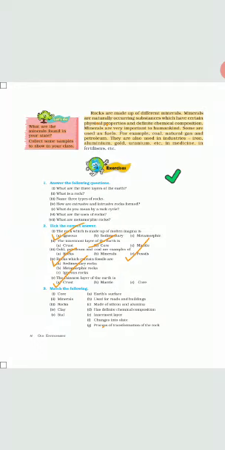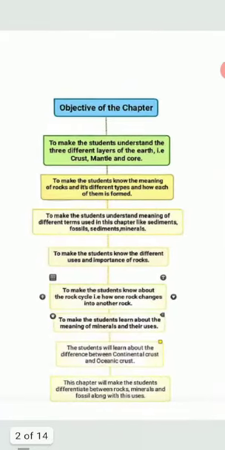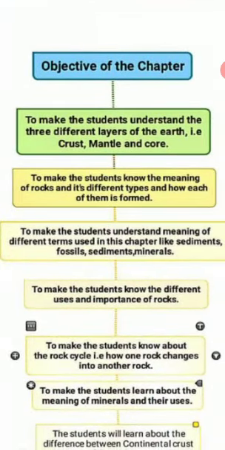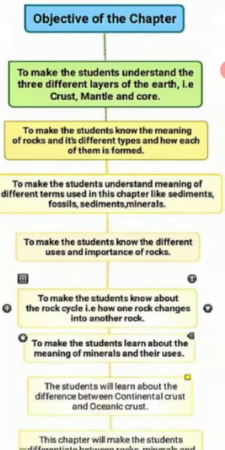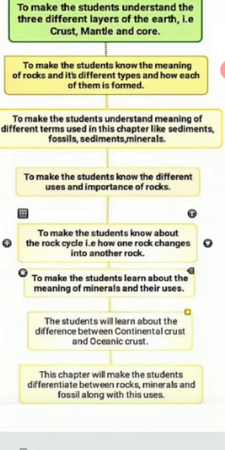So, we had already covered 3 video lectures, starting from the 3 different layers of the earth. We covered the 3 different layers of the earth: crust, mantle, and core. We also studied the meaning of rocks, their different types, and the uses. We also studied the different terms used in this chapter, like fossils and sediments, right? And we also studied the rock cycle, how one rock changes into another kind. So we have covered most of the chapter.